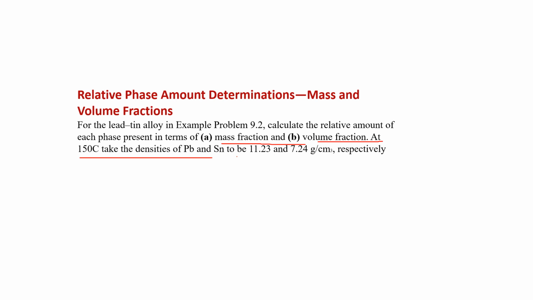At 150 degrees centigrade, take the densities of lead and tin to be 11.23 and 7.24 grams per cubic centimeter respectively. For the volume fraction, we need the densities, and the densities are given. The rest of the formulas are the same as in the previous lever rule formulas. The only change is that instead of mass fraction, you have to give the answer in volume fraction. So this is a solved example. Go through example 9.3 and solve it by yourself.